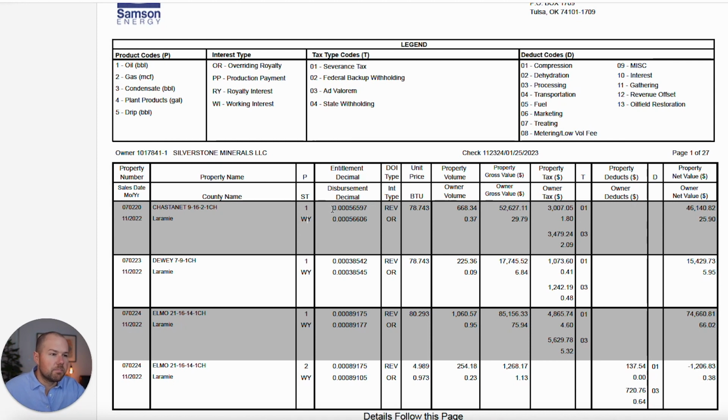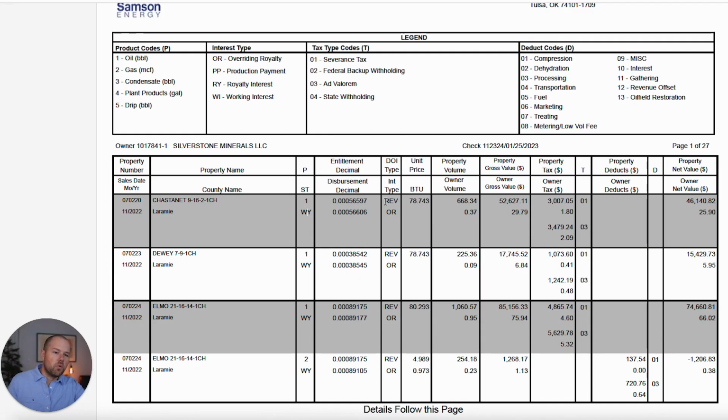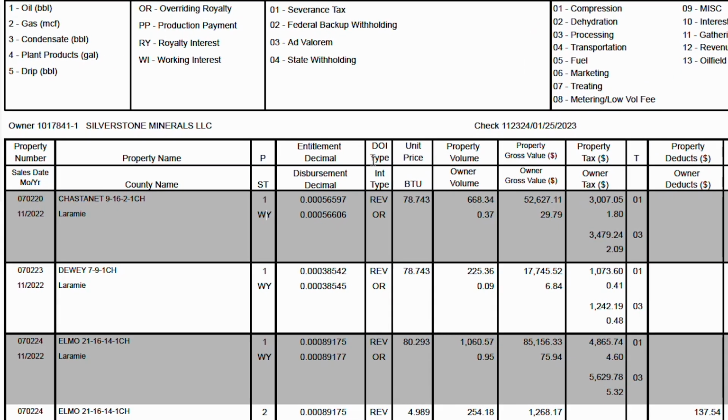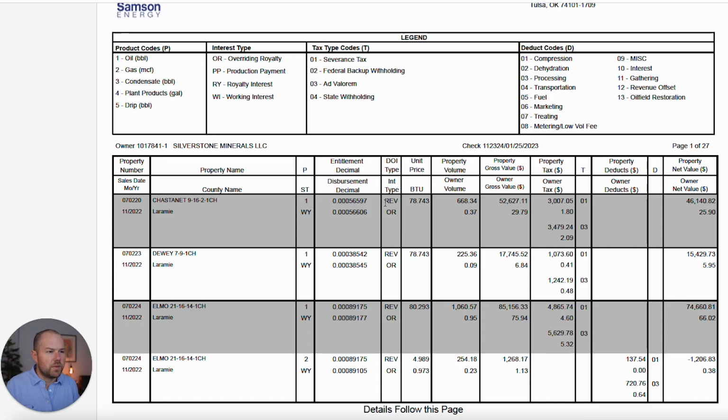In this case, you can see that my decimal interest is 0.00056597. Now, if we move over from there, we can see DOI type, right? And basically, this is not that important for mineral owners, but this is a revenue interest, meaning that there are multiple decks that the operator is going to maintain. One of them being the working interest deck, who gets billed, and the other being the revenue deck, who gets paid. And in this case, I own a royalty interest, so I'm being paid.